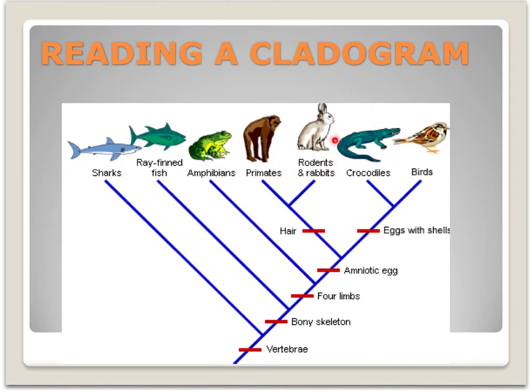So a crocodile, for example, has these eggs with shells and an amniotic egg, but it also has the 4 limbs, the bony skeleton, and the vertebrae.